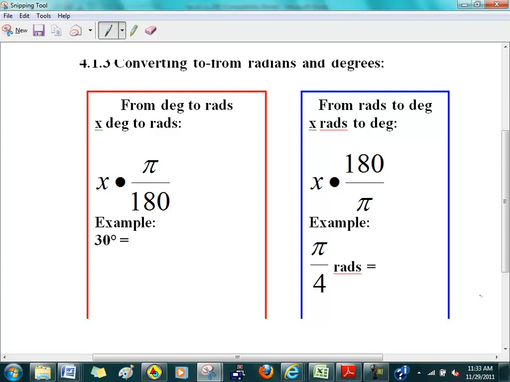Okay, so if I want to go 30 degrees to radians, this is what I would do. I would go 30 times pi over 180, which is pi over 6. If there is no degree symbol, it is understood to be radians. And if I want to go from pi over 4 radians to degrees, I will go pi over 4 times 180 over pi, and that gives me 45 degrees.